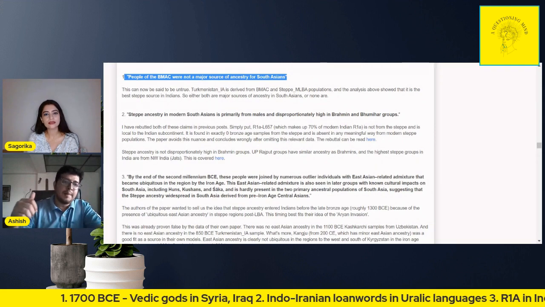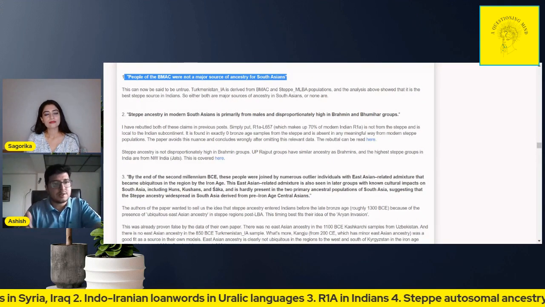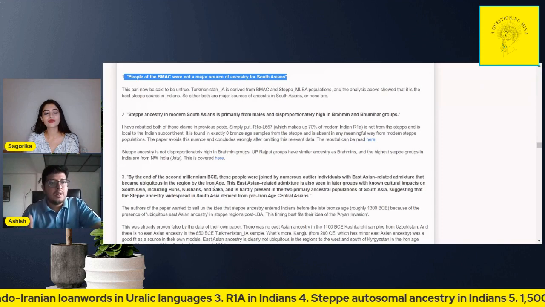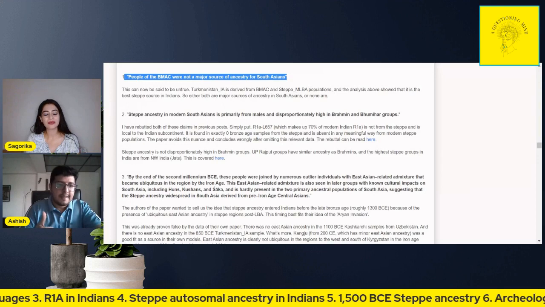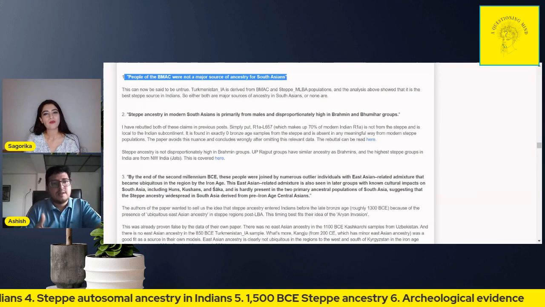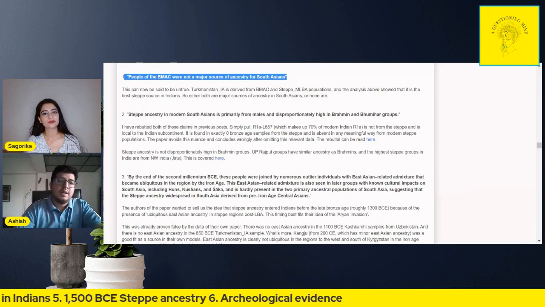So I basically am agreeing that there's steppe ancestry which came into India. They are also saying there's steppe ancestry which came into India. That is the common point, okay. Now the question is how and when. So how and when we may differ.